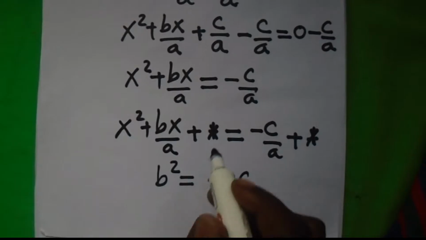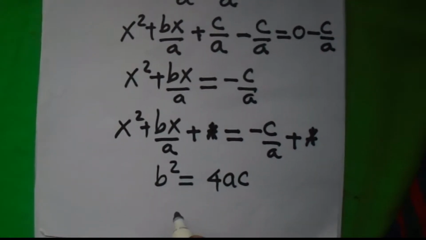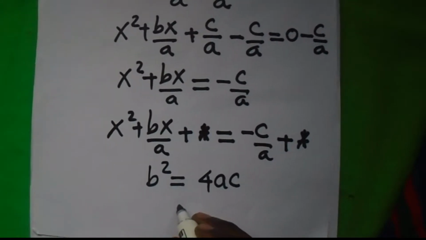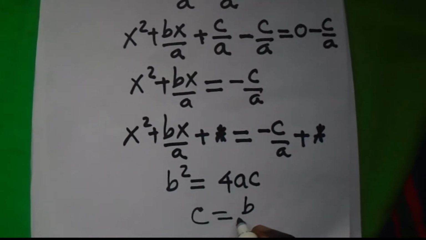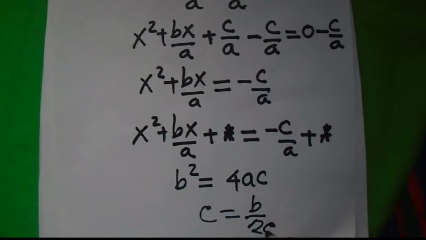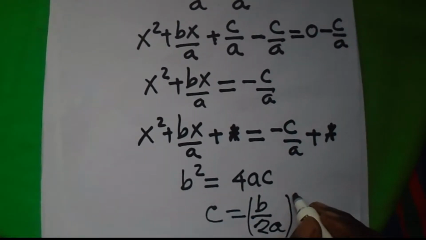So in order to find this number, c equals b over 2a, bracket, then squared.